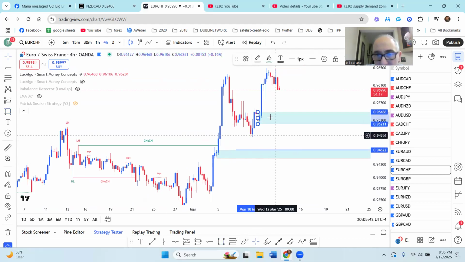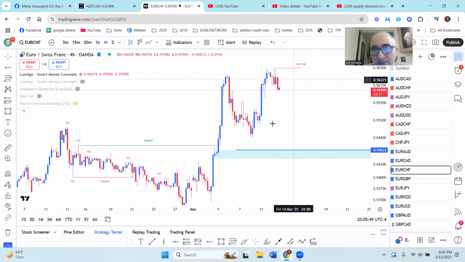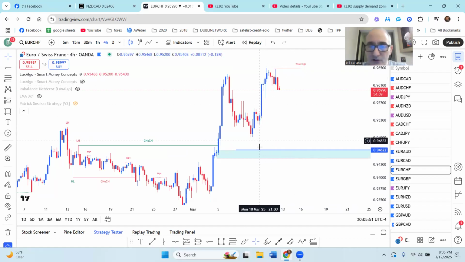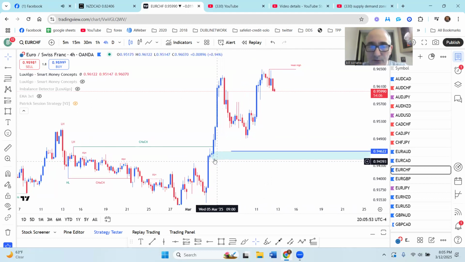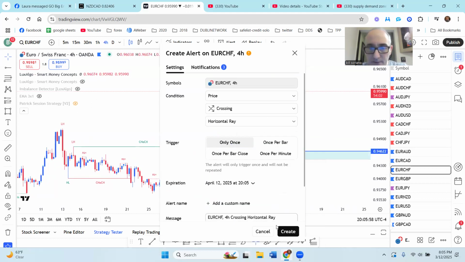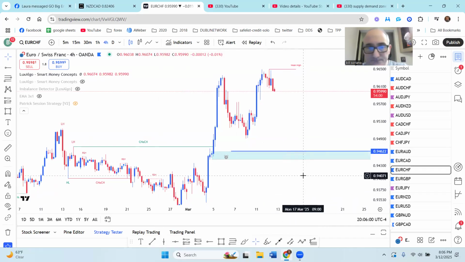Look at that beautiful indecision. Look at that impulse candle, it leaves all this imbalance here. But like I said, price is going to be attracted there, but it should keep going all the way down to this demand zone right here. And let's make sure that we put an alert here. There we go.